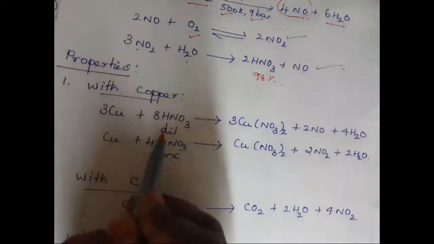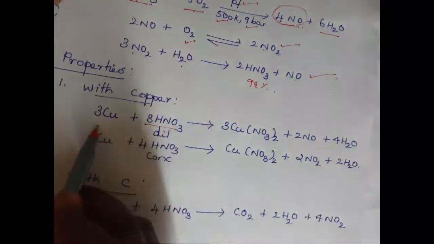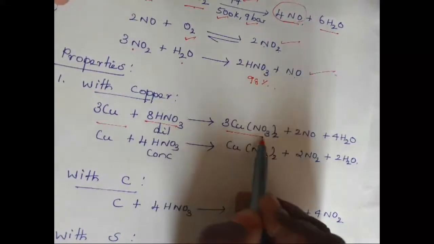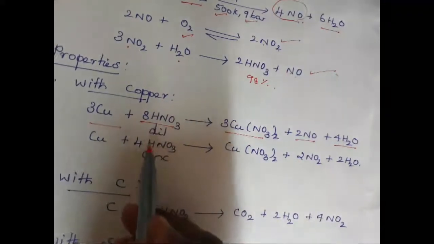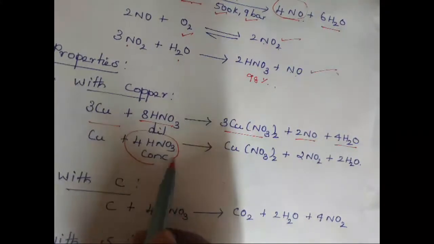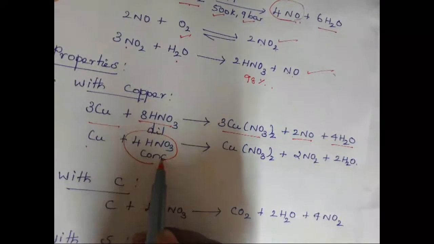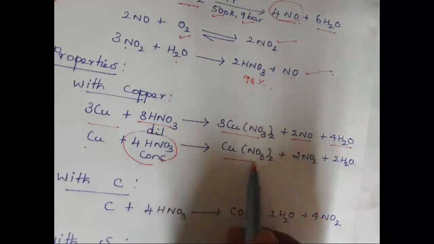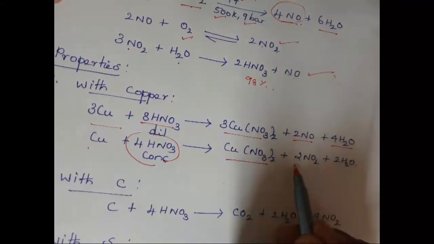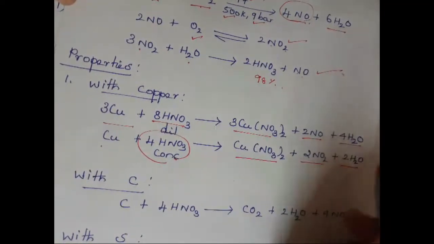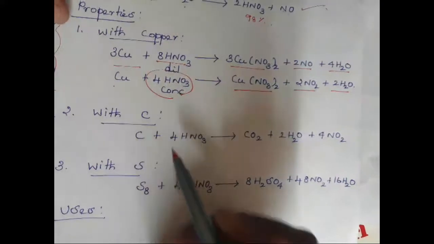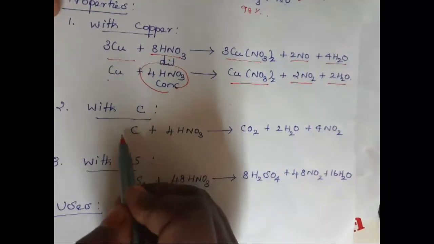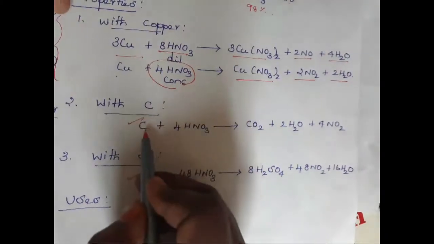Dilute nitric acid reacts with copper to produce copper nitrate, nitrogen monoxide and water. In the case of concentrated nitric acid, copper reacts with concentrated nitric acid to produce copper nitrate plus nitrogen dioxide and water. Now let us see the reaction of nitric acid with non-metals like carbon and sulfur.